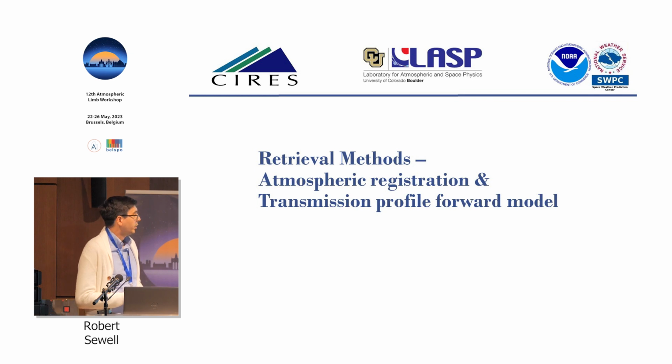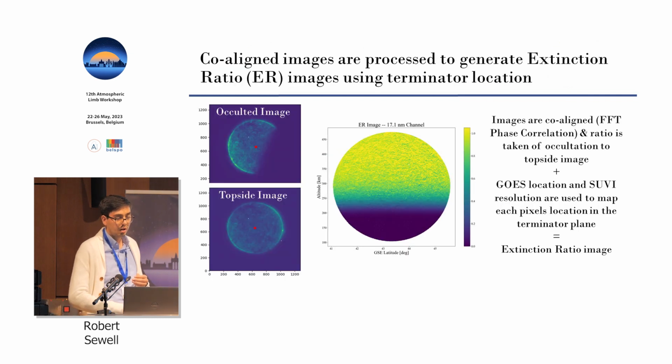And so now I'll go into the retrieval methods on how we use these occultation images to get atmospheric parameters in the thermosphere. This is done in 2 different stages. We have first the registration of the SUVI images into the terminator for what region of the atmosphere we're actually looking at. And then the other part is taking these transmission images and using them in a forward model to get atmospheric temperature and densities in the thermosphere.